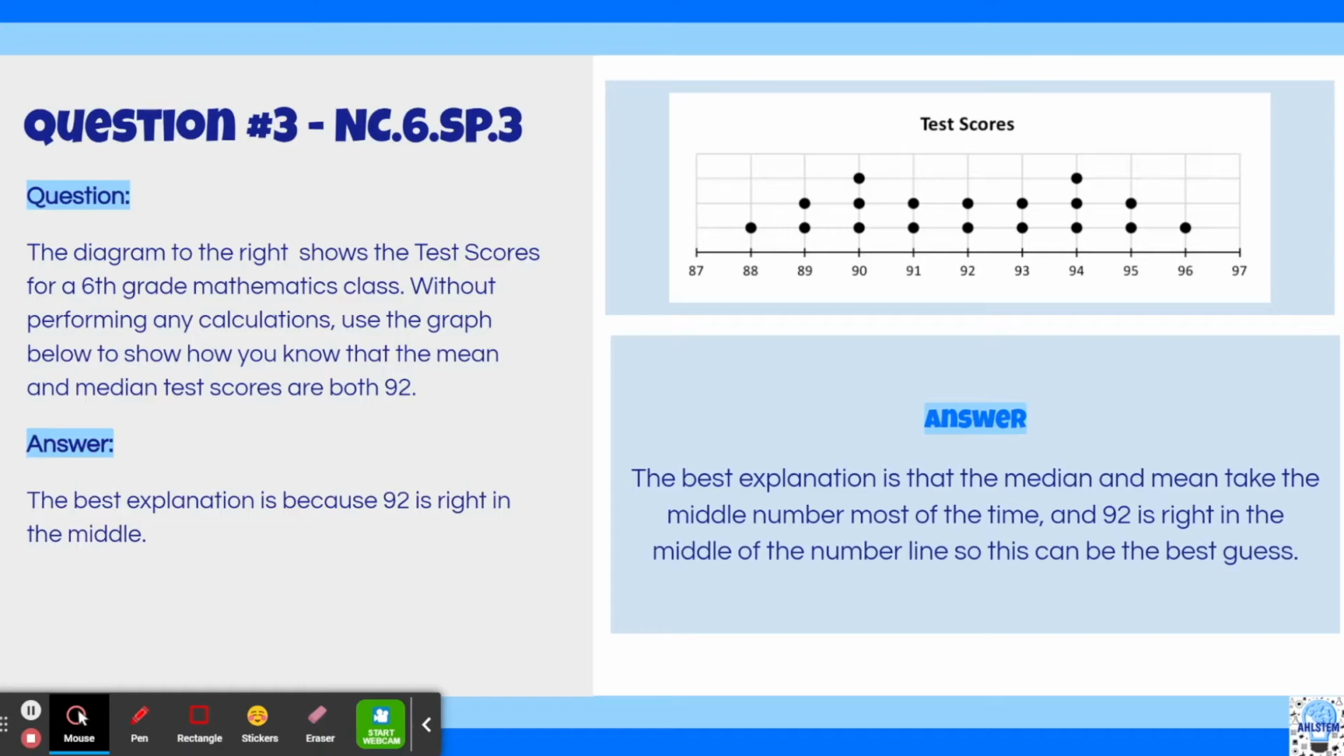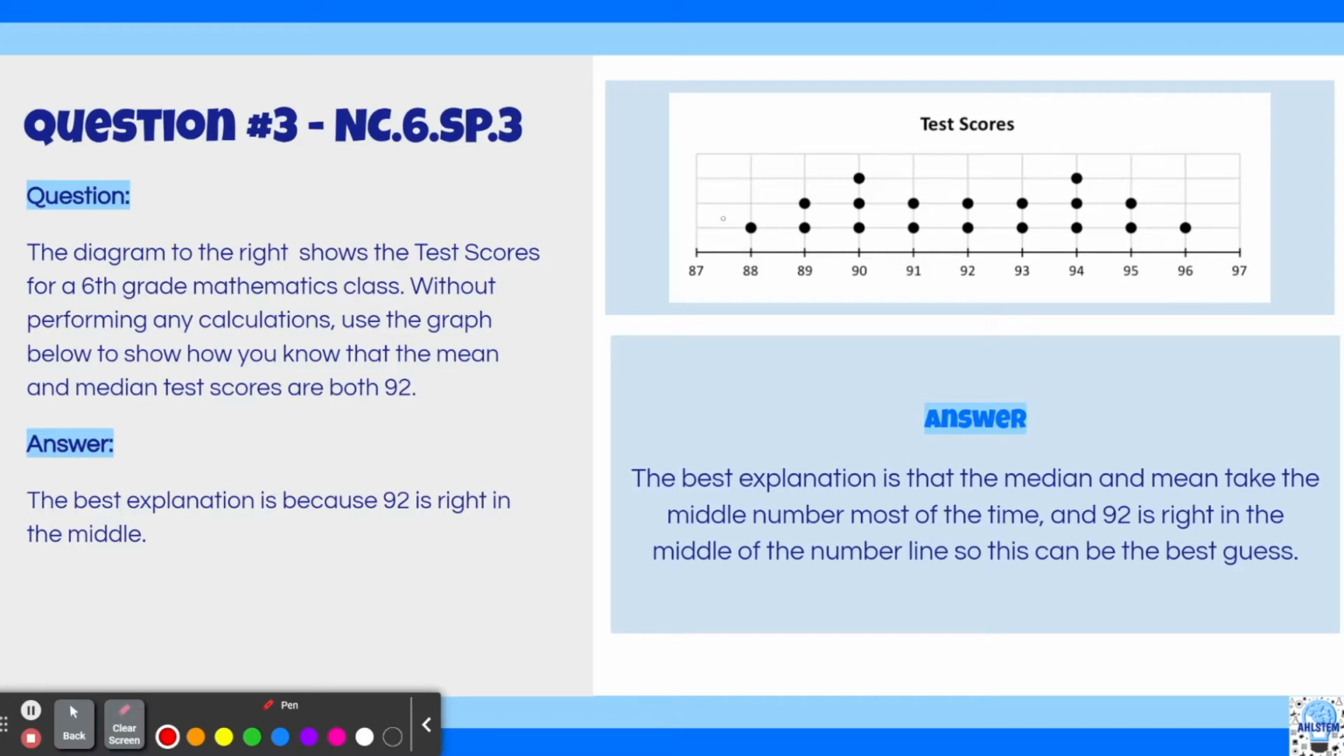Let's go into this. So the best explanation is that the median and mean take the middle number most of the time. And 92 is right in the middle of the number line. So this can be the best guess. Now, we are not supposed to use any mathematical calculations.